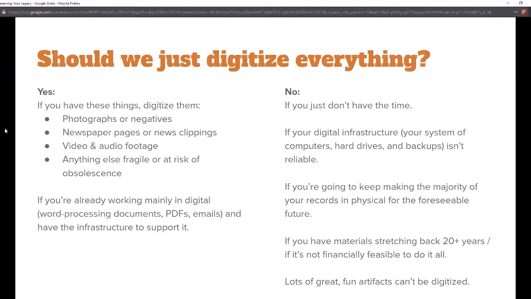Should you just digitize some things, as we have talked about, things that are fragile and in a fixed format that is on a physical legacy media like a VHS, definitely digitize those. Photographs and negatives, also very fragile. Newspaper pages are notoriously crumbly because they're just bad quality paper, so do digitize those. Anything else that you consider to be fragile, definitely digitize.